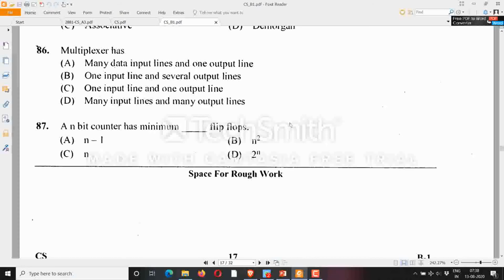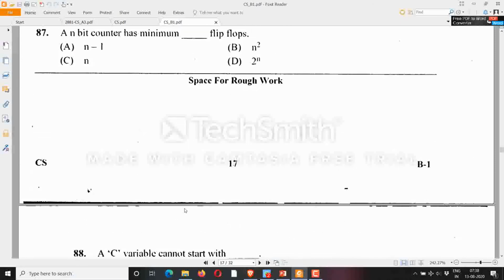So here an n-bit counter has a minimum of dash number of flip-flops. In the sense, how many flip-flops are required for an n-bit counter? For an n-bit counter, you should have n flip-flops. If you say that it is a 4-bit counter, then you should have 4 flip-flops. If it is a 2-bit counter, then there should be 2 flip-flops, like that.